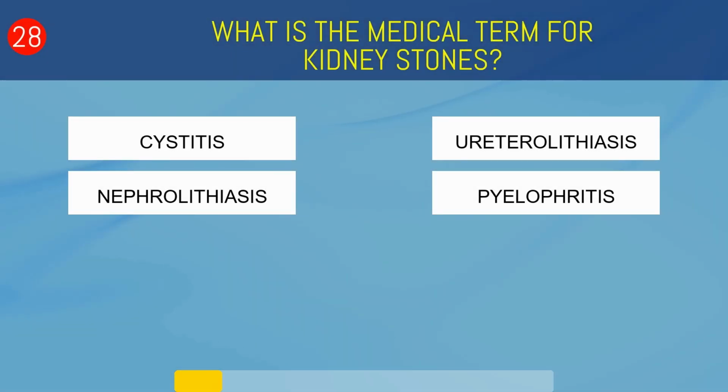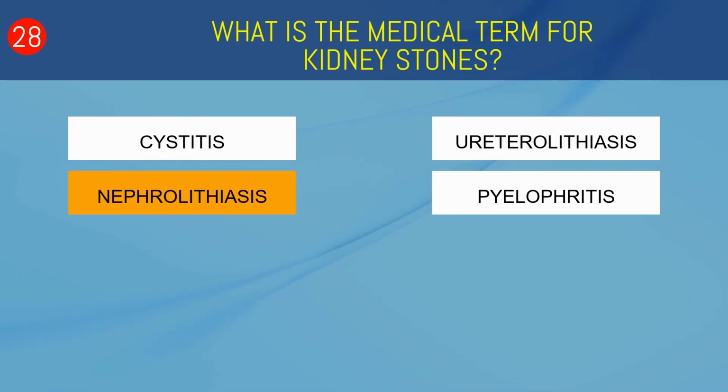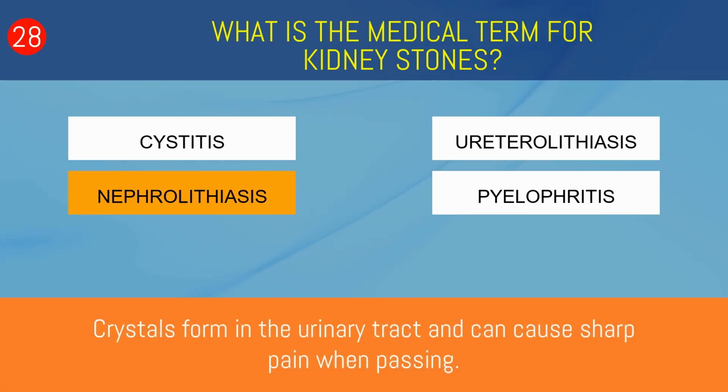What is the medical term for kidney stones? Cystitis, nephrolithiasis, ureterolithiasis, or pyelonephritis? Nephrolithiasis. Crystals form in the urinary tract and can cause sharp pain when passing.